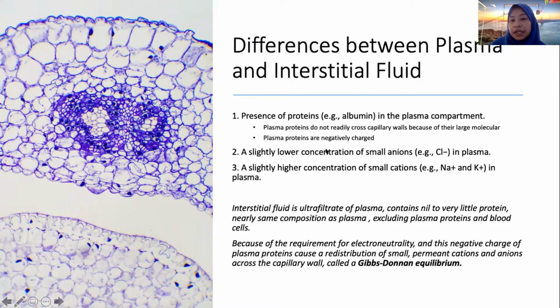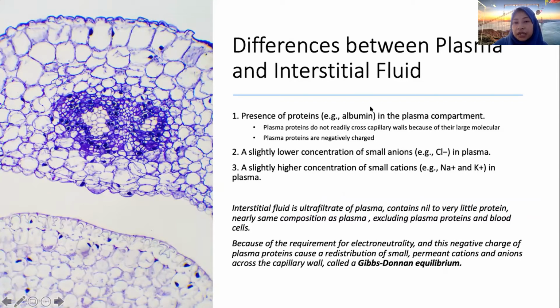The plasma then will have a slightly lower concentration of the anions and a slightly higher concentration of the small cations to electroneutralize this plasma protein. And this process is part of what we call the Gibbs-Donnan equilibrium. You don't need to know any further about this.